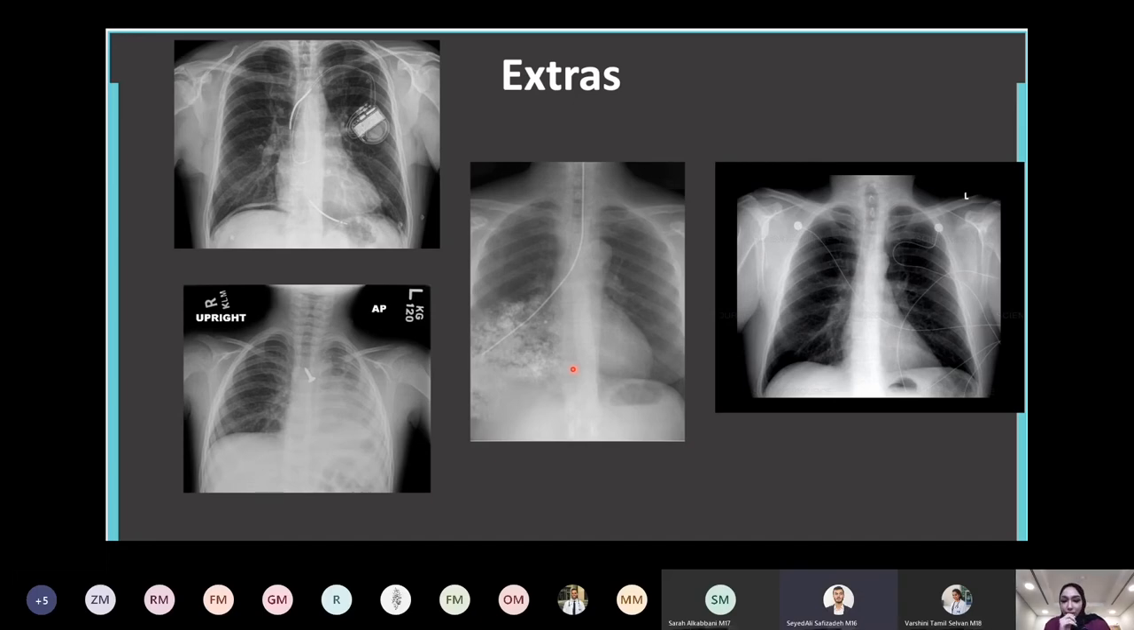Is it a misplaced NG tube? Absolutely. This is a misplaced NG tube. So an NG tube is your nasogastric tube. Your nasogastric tube should go down and then into your stomach. So if that is off, then there's something wrong. And lastly, very simple, very easy.